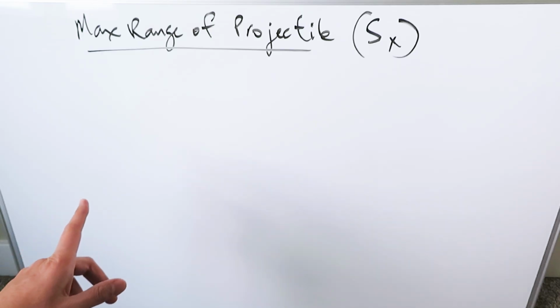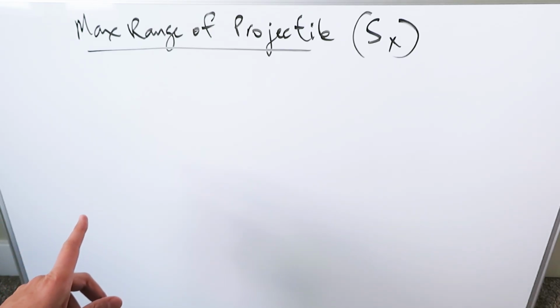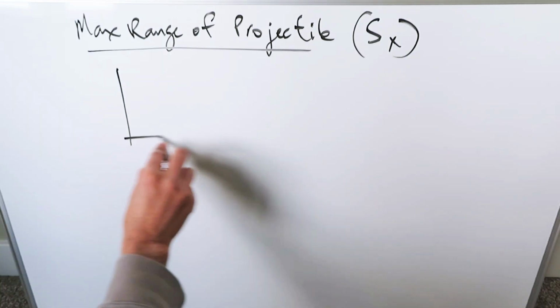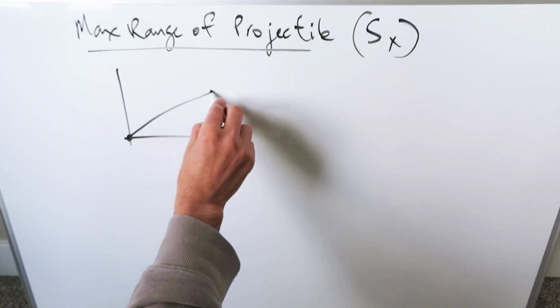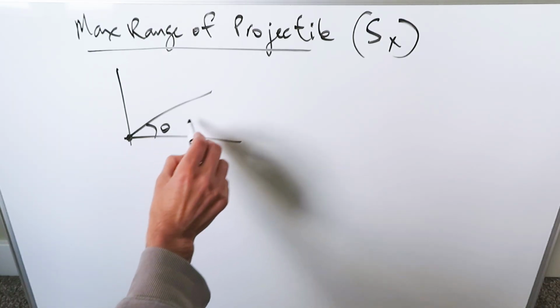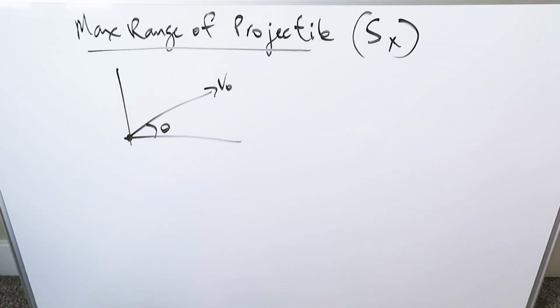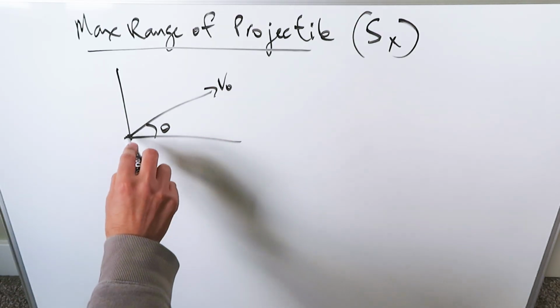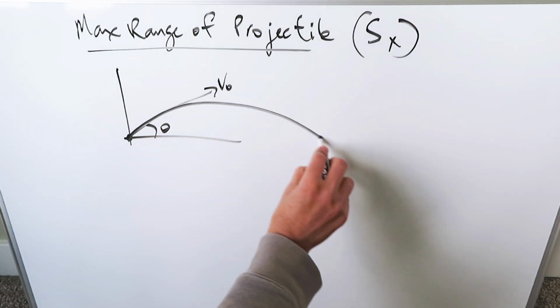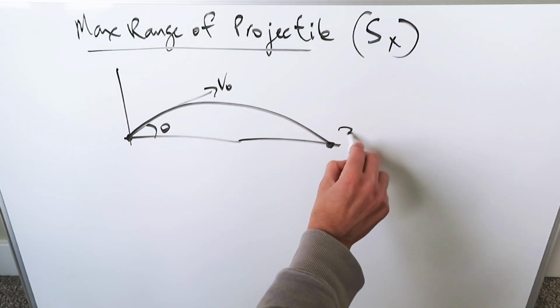The maximum range of the projectile motion, how far did that projectile go? What are we looking at? If you have here your ground level, you're shooting a certain projectile at a given angle with a given initial velocity, which is not equal to 0 because you want a motion to occur. Your projectile will go in a parabolic manner and it will land somewhere right here.